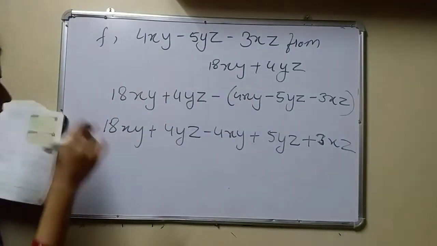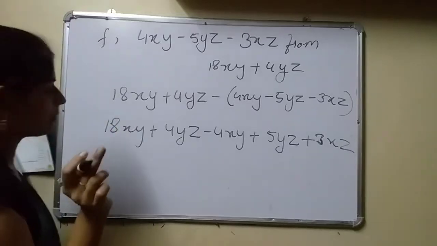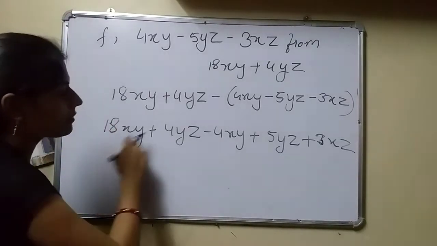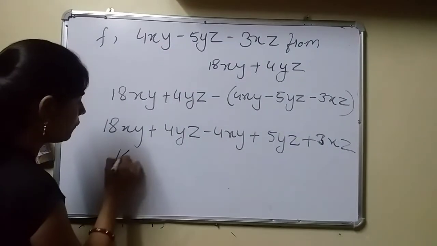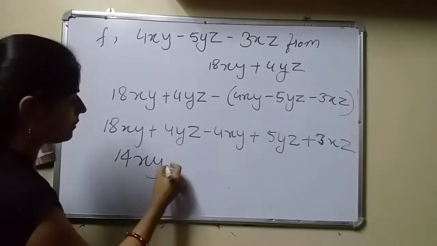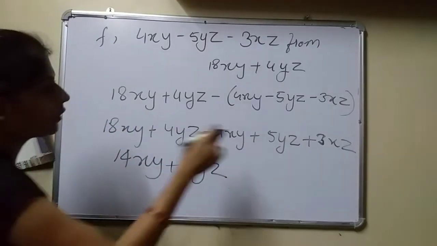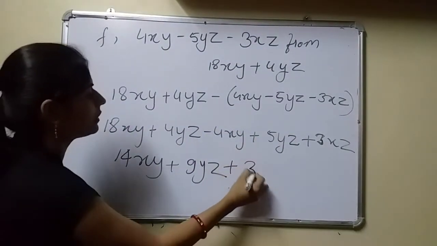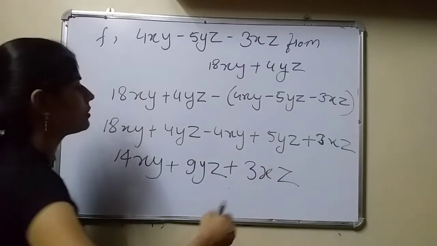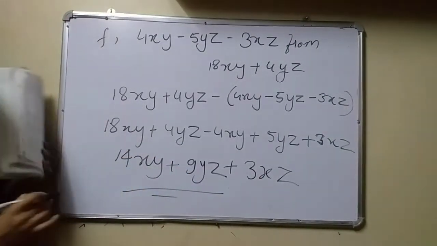Okay. Now see, what is given here, which is the xy term. 18xy minus 4xy will become 14xy. 4yz and 5yz will become plus 9yz. Then only one term is remaining here, 3xz. Okay, so this is your answer.